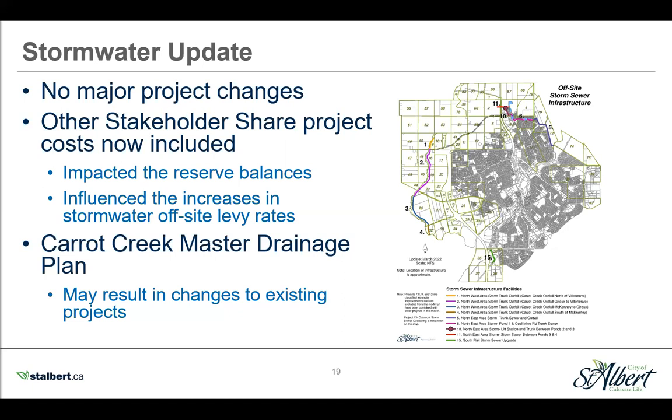And as I mentioned with the sanitary projects, we're also updating our storm utility master plan, and it's anticipated that we'll have some additional projects possibly after that's completed. Another project we're working on is the Carrot Creek Master Drainage Plan, and we're looking to get that finalized and submitted to the provincial government for approval. And we anticipate there might be some changes to existing stormwater projects next year.